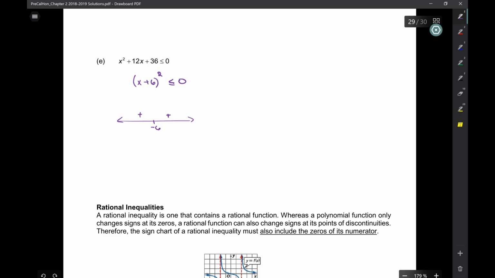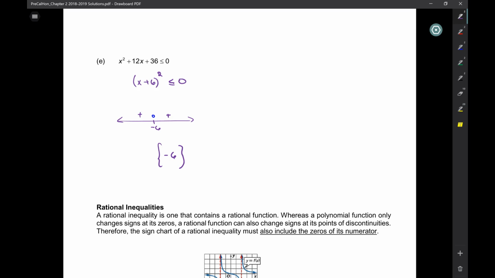But how about at x equals negative 6? What's the value there? 0. Now this is asking us, where is this function less than or equal to 0? At negative 6. So where is it less than 0? Never. Where is it equal to 0? At negative 6. So the only solution here is negative 6. That's it.